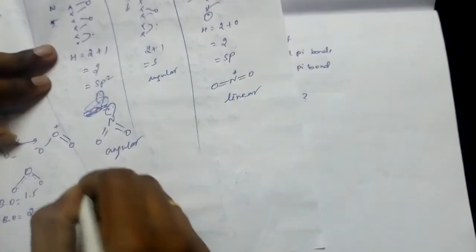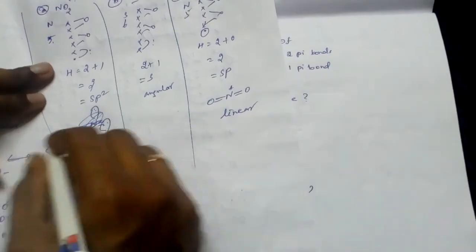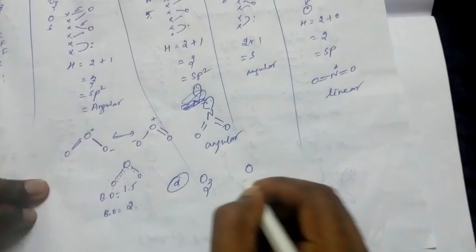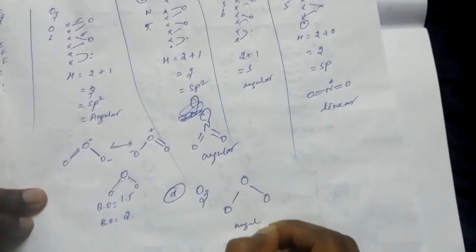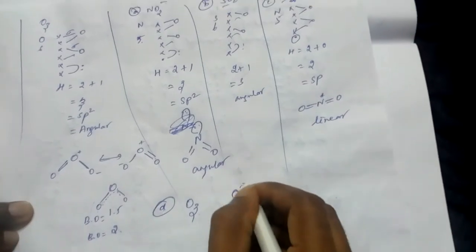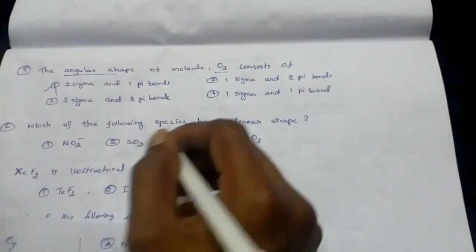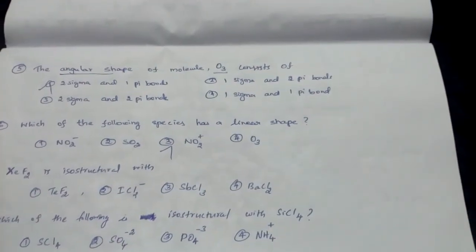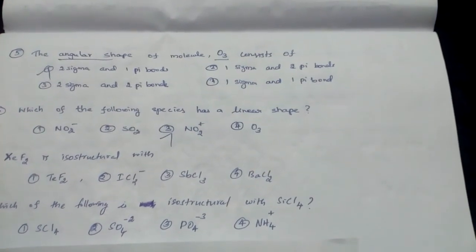Then check option D, O3. We previously calculated that O3 has an angular shape. So that is angular. So option C is the right option. Option C is the right option. Next video I will continue the remaining problems. Thank you.